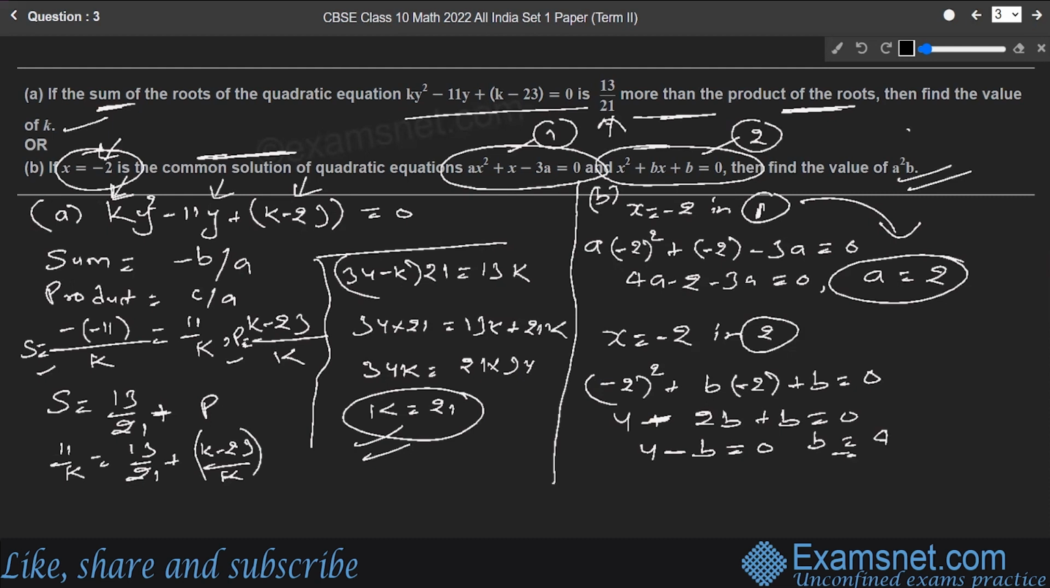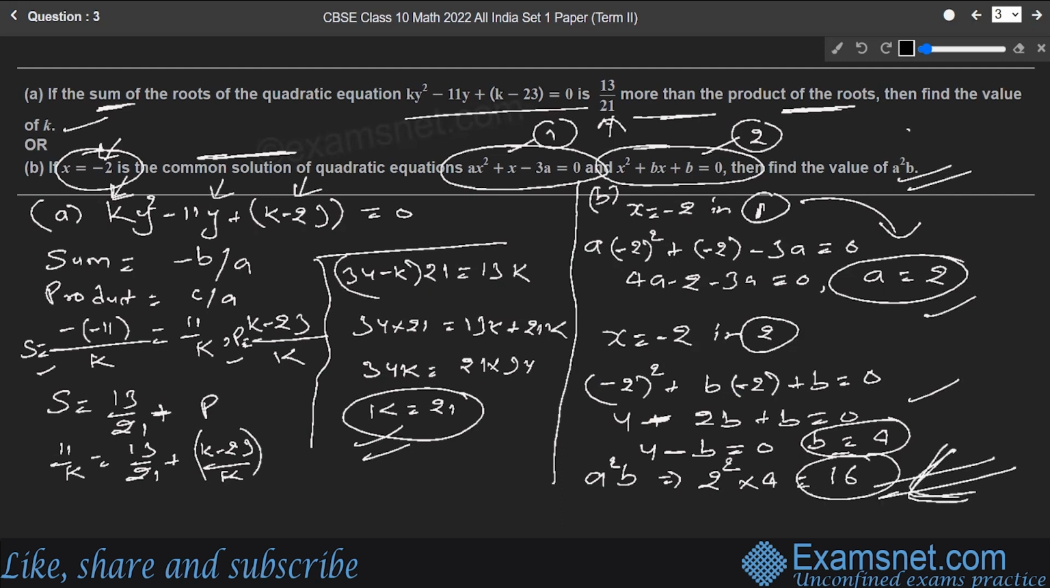Now I am supposed to find out the value of a square b. So let me write the a value and the b value that I have obtained from the equations. If I put the a value, this is going to be 2 square into 4. That is nothing but 4 into 4, 16. So that is the final answer: a square b's value is 16. So this is how we solve the question.